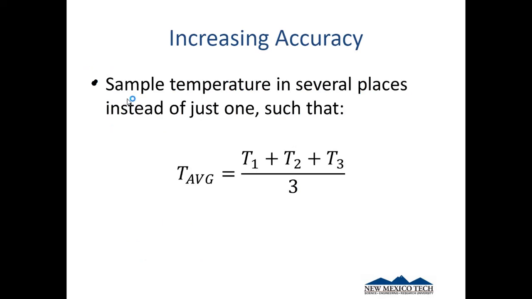Maybe we take the temperature in a couple of places, so that instead of just one thermocouple taking one temperature measurement, we have a couple, and we have an average just to make sure that we don't see anything that's standing out. If these three temperatures are pretty close, our average will be pretty good. But if maybe T3 is reporting a much higher temperature, we may need to look at that. Was there some sort of hotspot developing here? So that's a way to increase accuracy.